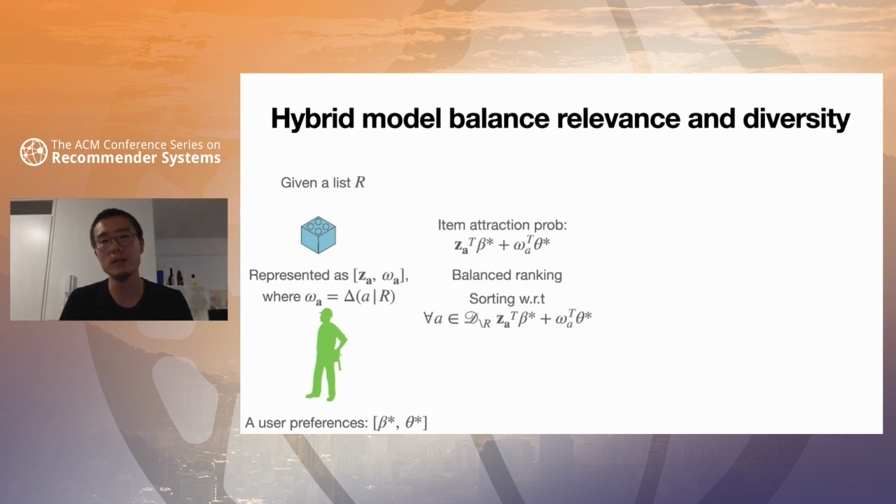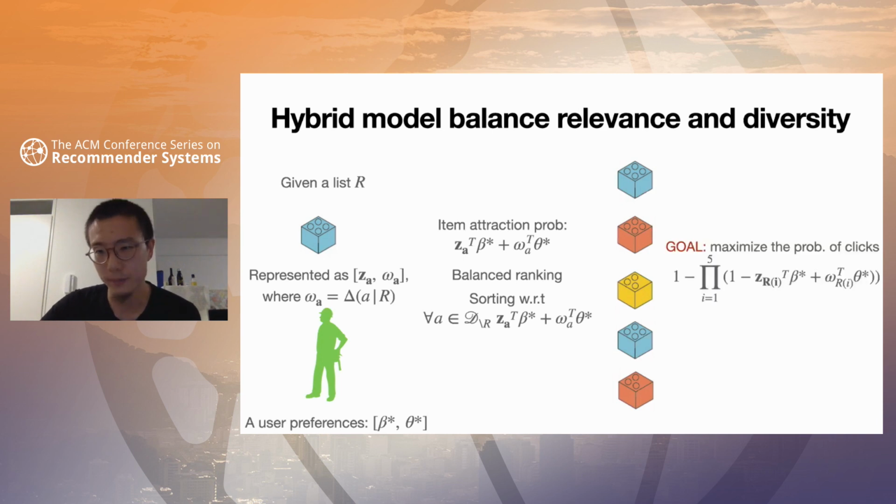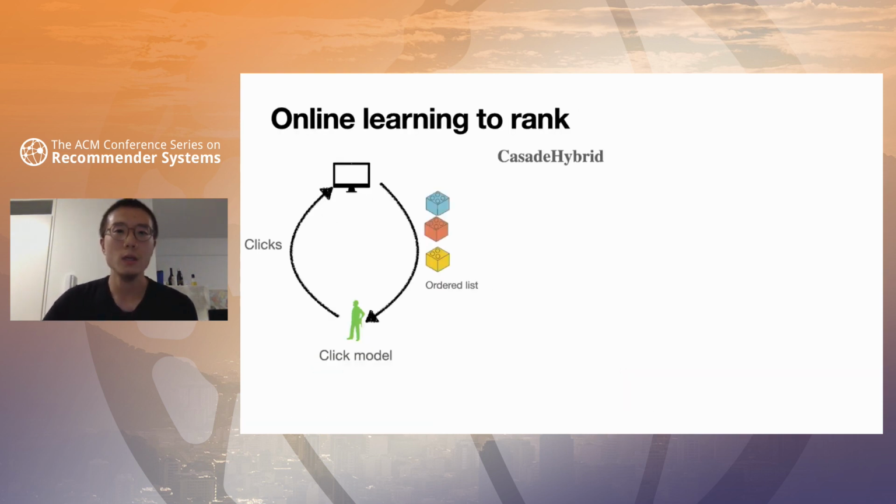And then we do this dot product and sorting with respect to this balanced ranking score. And then probably in our example, we will reach a ranked list like this. So here we can say the relevant items are on top, and also the results are diverse. Of course, the goal is always to maximize the probability of click.